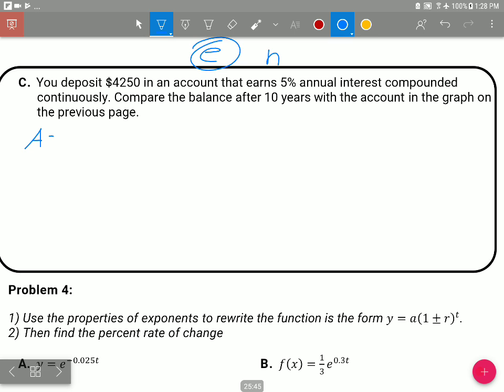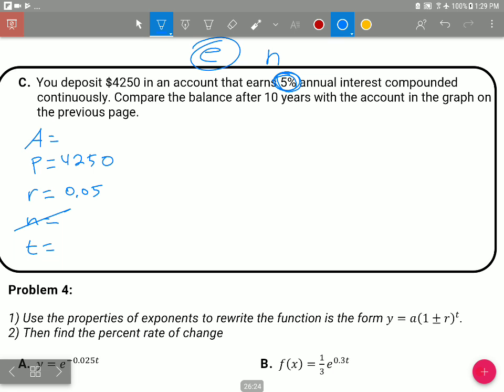So A, P, R. Do we need an N value? Nope, don't need it. T. Is 4250 your starting amount or your ending amount? Starting, that's what you're depositing, so that is your starting principal. Your rate, what is your rate? Not 0.5, 0.05. Remember, move it twice. If your percentage is 1 through 9, you have to put a 0 in front of it. If it's 10 or above, you don't.